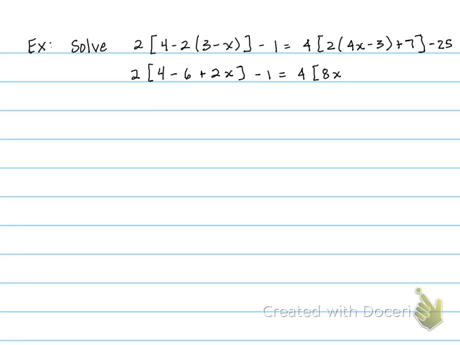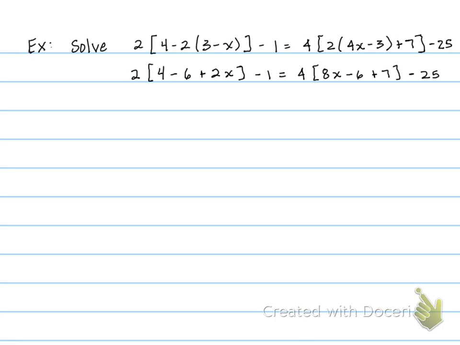On the right side, we have 8x minus 6 plus 7 minus 25. So we distributed the 2. Now I'm going to combine like terms inside the brackets before I distribute more. If you do that, it makes your life so much easier. The very last problem on the homework yesterday, if you combine like terms inside each set of grouping symbols first, it was so much simpler.